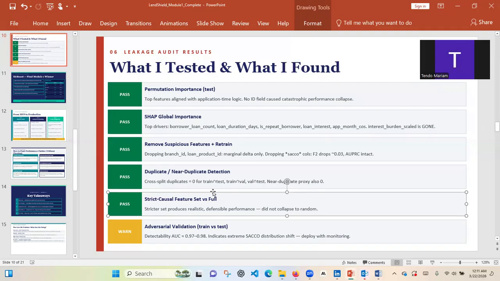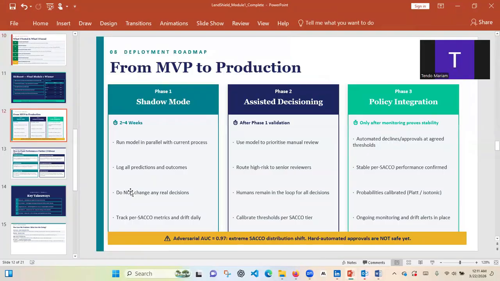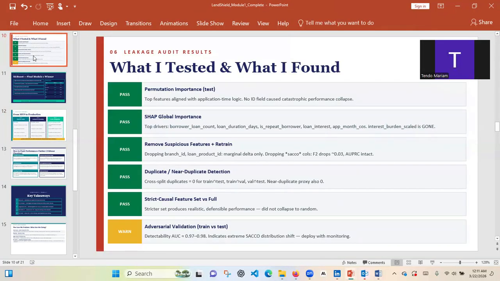Then the warning came from the adversarial validation, training versus testing, and the detectability was 0.97 to 0.98, which indicates an extreme circle distribution shift, therefore we deploy with monitoring.